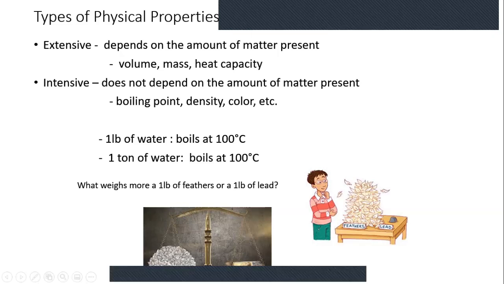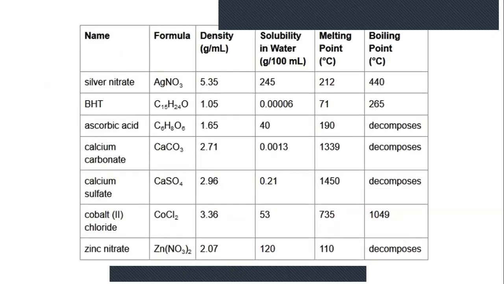Now we're going to look at some physical properties more in depth. And before we get to that, in your lab manual, there are two figures. This is figure 2. The other one is figure 3. These are very important to help you identify unknowns.